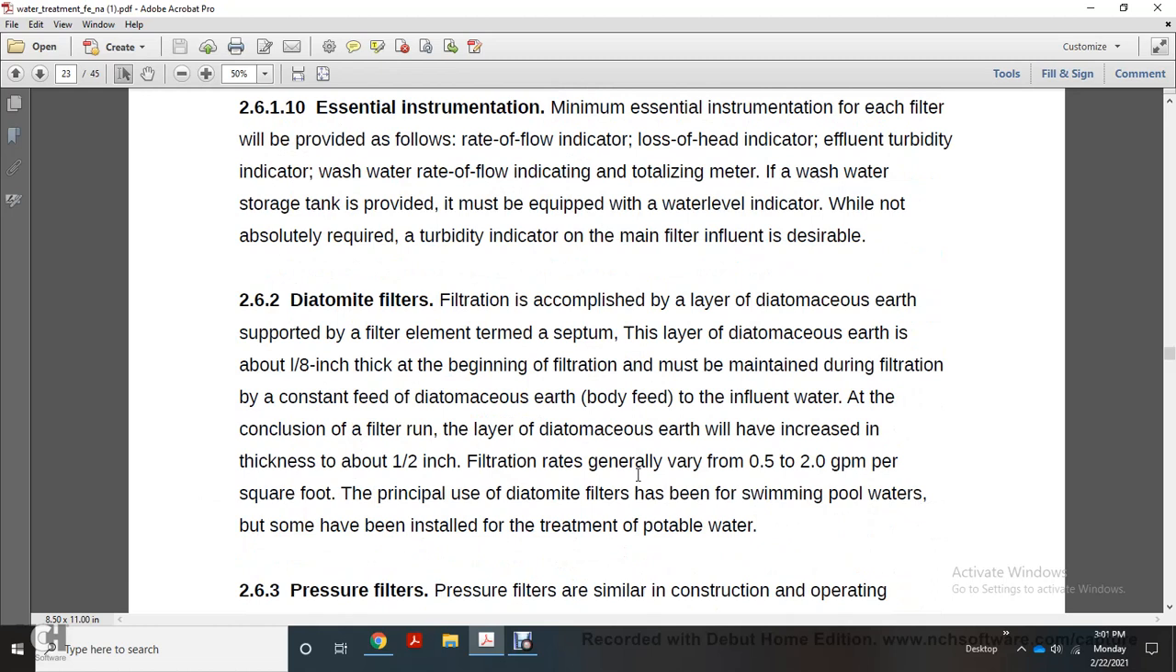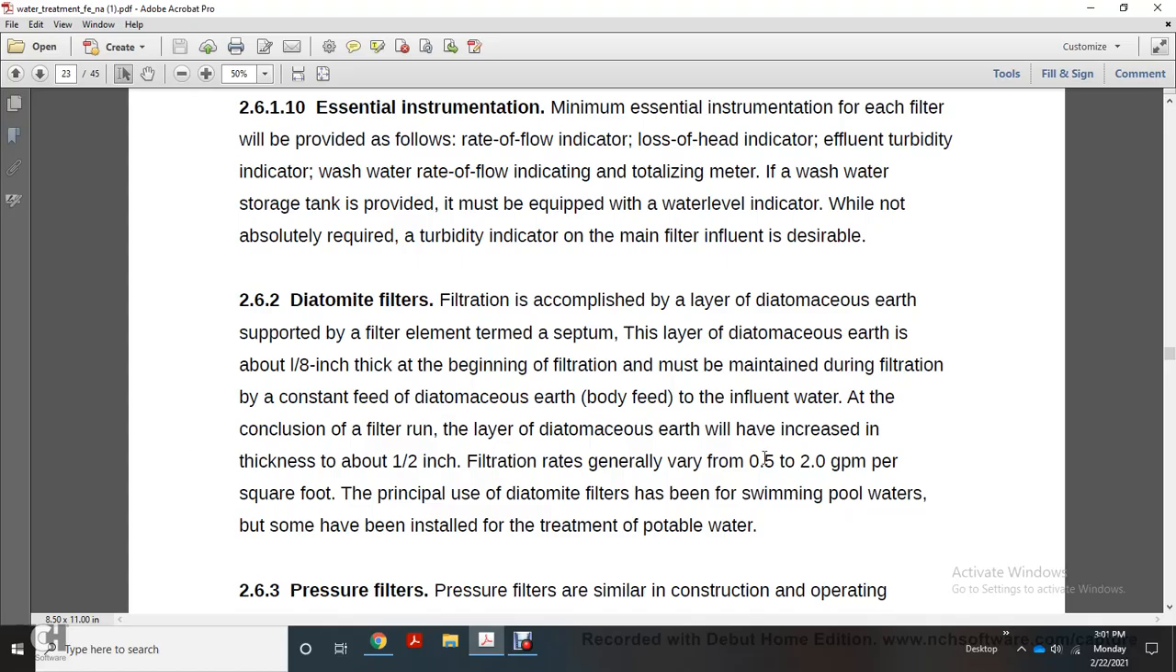Alright, diatomite filters. Filtration is accomplished with a thin layer of diatomaceous earth that is supported with the filter element as septum. This layer of the diatomaceous earth is about 1/8 of an inch thick, depending with the filtration must maintain the filtration consistent. Feeding of the diatomaceous earth bed body fed with the influent water. At the conclusion of the filter run, layers of the diatomaceous earth will have increased the thickness about 1/2 inch.